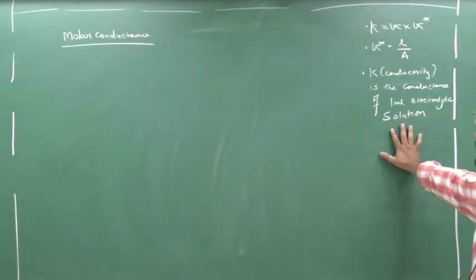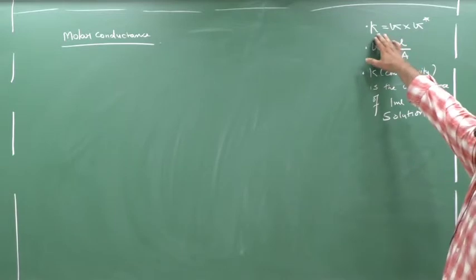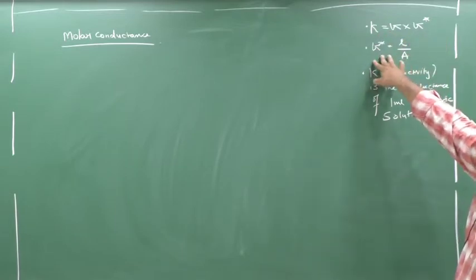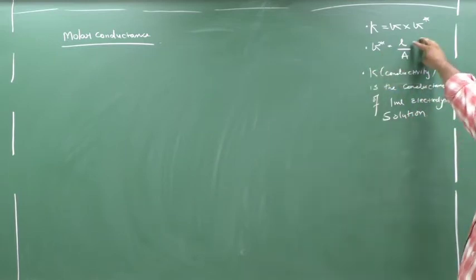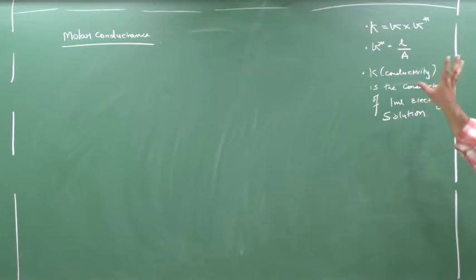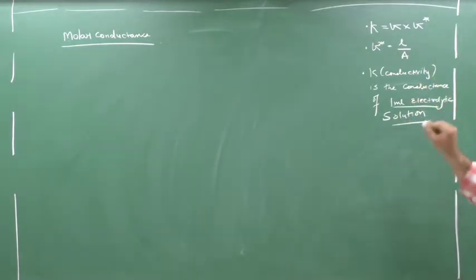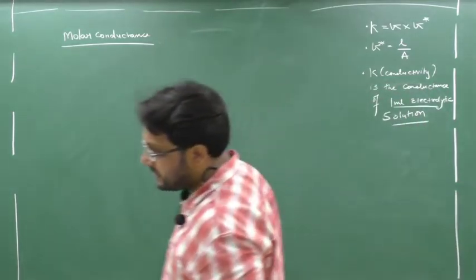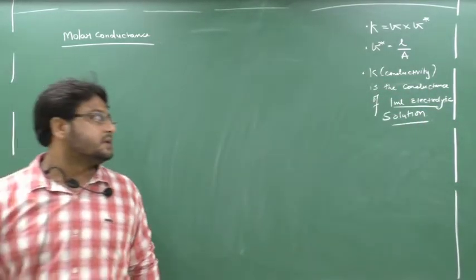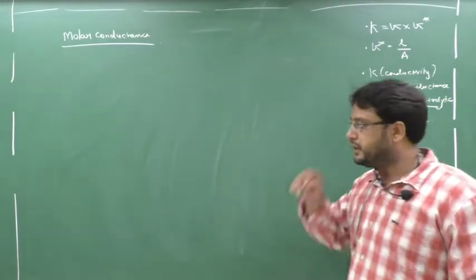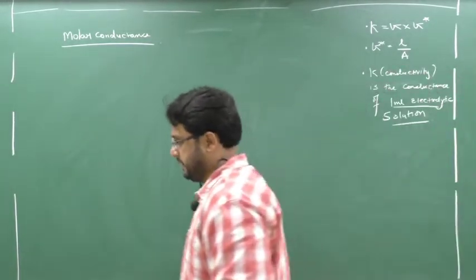See, in my last video, I told you this K. K is nothing but G into G star. Then G star is nothing but a cell constant, that was L by A. Then K is conductivity. And conductivity, I also told you, is the conductance of 1 ml electrolytic solution. I have explained all this. If you have not seen my previous video, please see it, then only this lecture will be useful for you. Clear? So I will now start molar conductance.